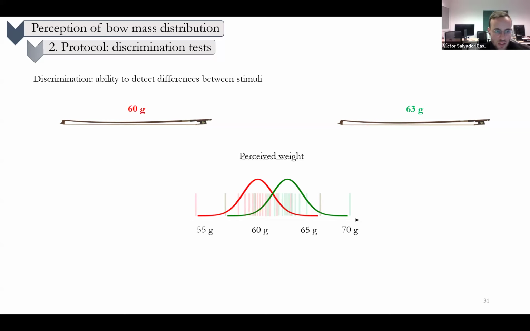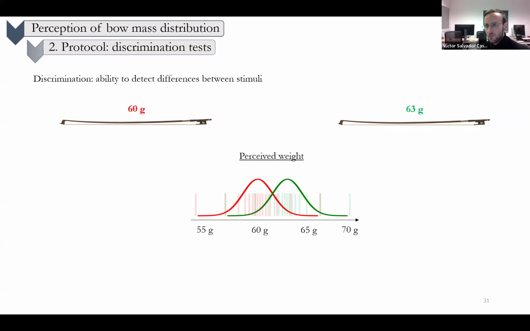For example, if we have a bow that weighs 60 grams and a 63 gram, can they differentiate them or not? And we see that this variability, when we are talking about population of violinists, it can overlap. So there may be people that perceive the red bow as much heavier, and the green bow as much lighter, and finally say that the red bow is heavier than the green bow, even if this is not exactly the case.